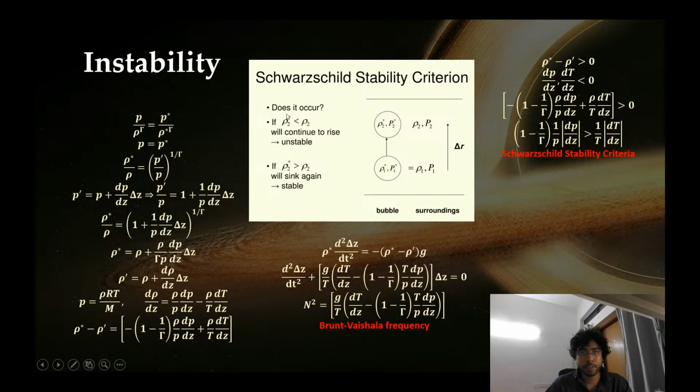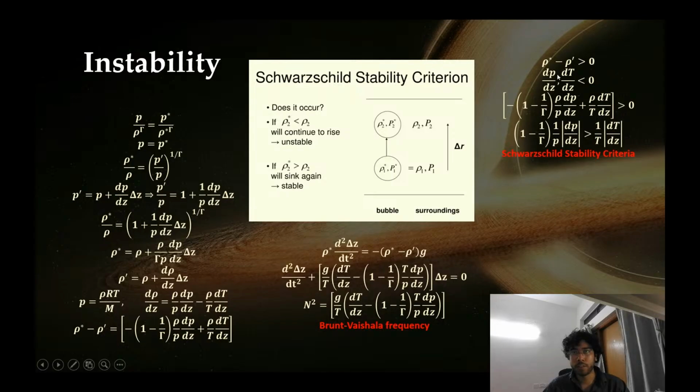Now, if you remember what we said, the condition for unstable equilibrium is that rho star has to be less than rho prime. So this has to be negative for it to be unstable. Whereas if it's greater than 0, if it's positive, that means it will be stable, right? So now let's have a look at the criteria for stability. As I said, for stability, this has to be greater than 0.